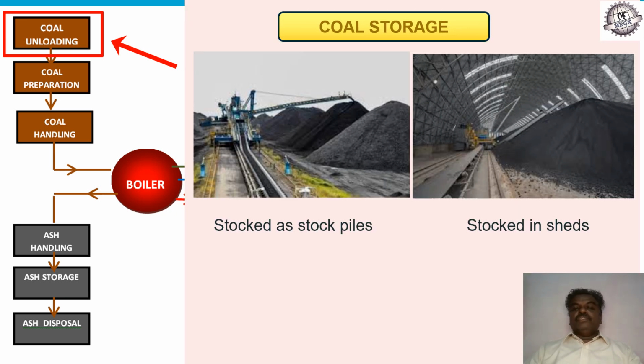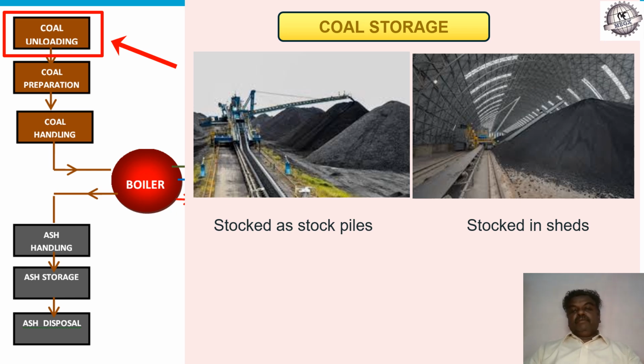And once the coal is unloaded, it has to be stored somewhere inside the premises of the power plant. It could be stored both in the open as well as in a covered storage. If it's stored in the open, normally that will be arranged in the form of stockpiles, as we could see in this diagram. Or else it also could be stored in closed shelters, like what you see here.